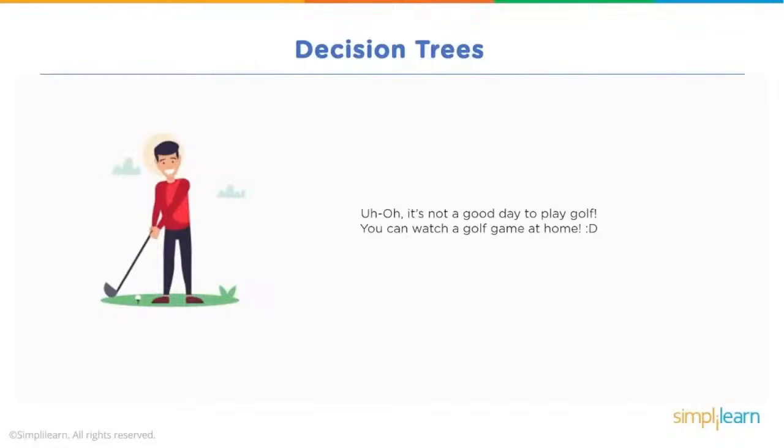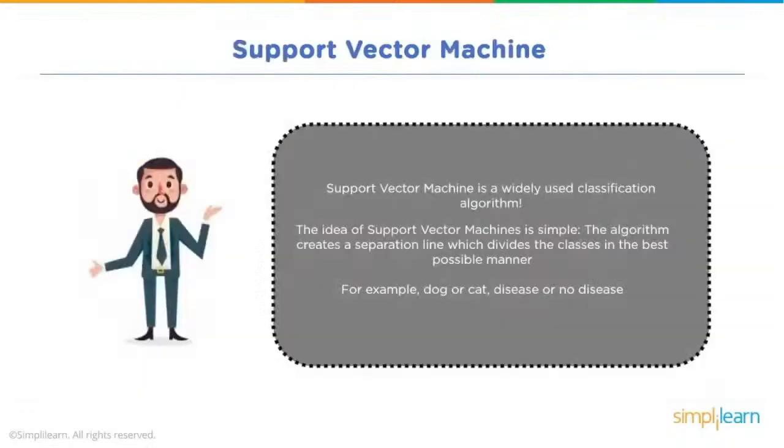Now that we looked at our decision tree, let's look at the third one of our algorithms we're investigating: support vector machine. Support vector machine is a widely used classification algorithm. The idea of support vector machine is simple. The algorithm creates a separation line which divides the classes in the best possible manner, for example, dog or cat, disease or no disease.